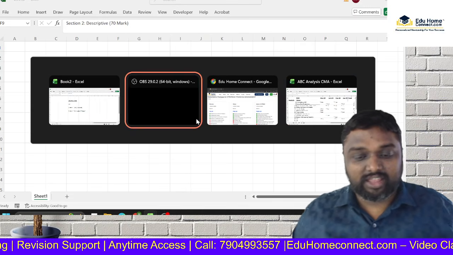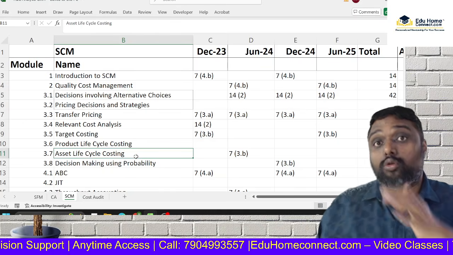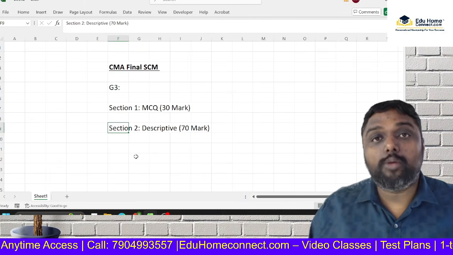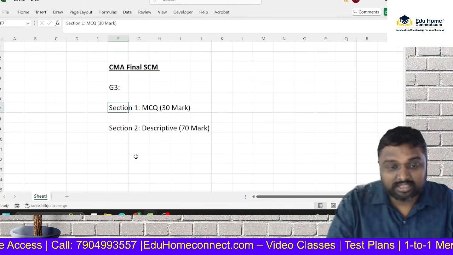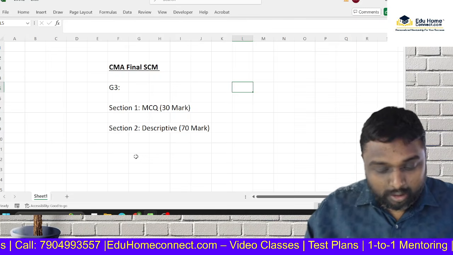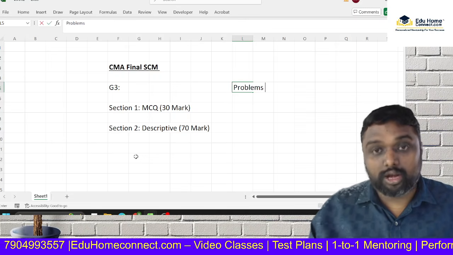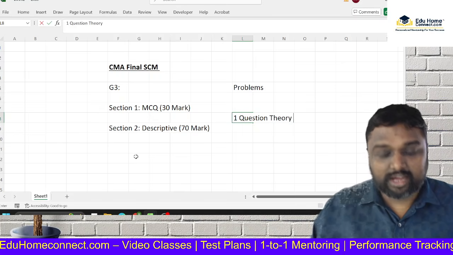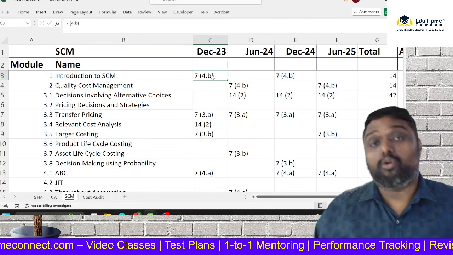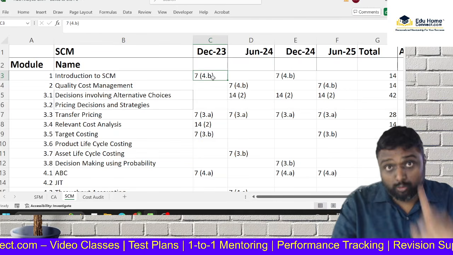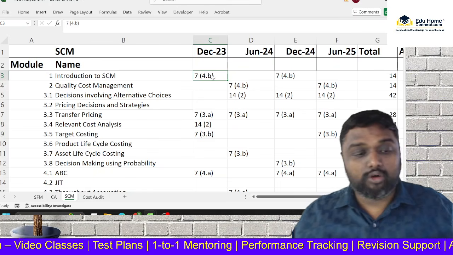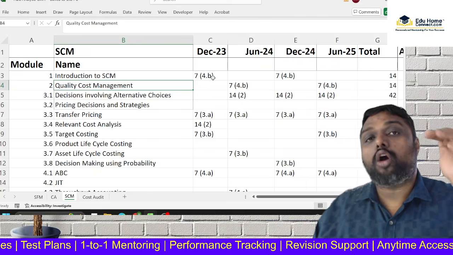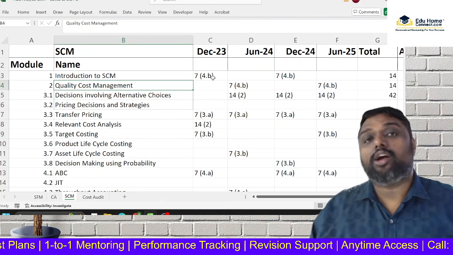So let us start with the analysis. First of all, one question you may ask: the 70 marks, is it problem questions or theory questions? Friends, these 70 marks are mostly problem-oriented questions, and only one question comes from theory, that is none other than question number 4B. This question 4B comes either from introduction to strategic cost management or from quality cost management.